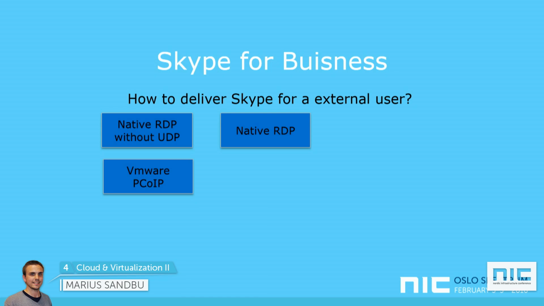And the same goes for PC over IP, which is UDP based as well. And Citrix ICA, which is TCP based, suffers the same problem that RDP has without UDP. We can, however, set up Citrix to use audio over UDP, which might fix the audio issues, but not the video as such.